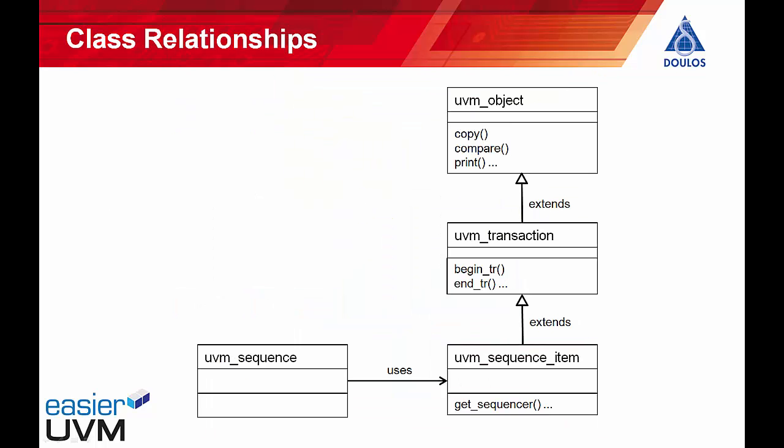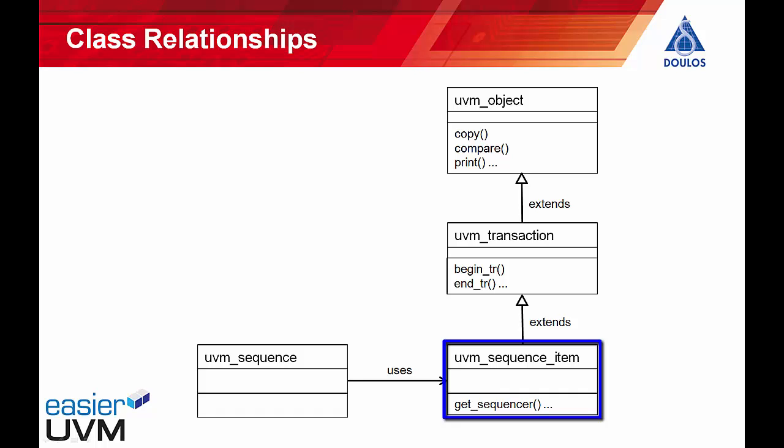So there's various classes involved. In UVM there is a class UVM transaction. UVM transaction actually extends class UVM object, and it's the UVM object base class that actually has the copy and compare and print methods. But the class that we're mainly going to use with transactions is UVM sequence item. So if you're creating your own user-defined transaction class, you'd do that by extending UVM sequence item.